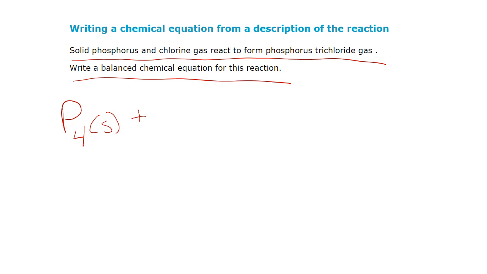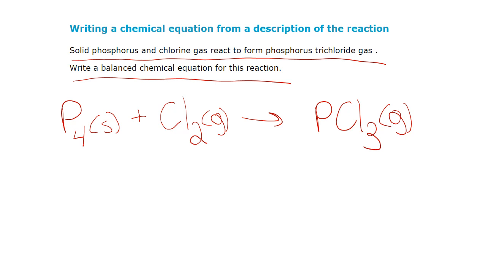Because it's not something I've mentioned before. Chlorine gas, though, is a diatomic. So if you don't know what the diatomics are, make sure you look them up. And those react to form phosphorus trichloride gas. So read this again here: solid phosphorus, P4, chlorine gas, diatomic, phosphorus trichloride gas. We have the states of matter, and we just follow what the reaction says. So in a sense, we are rewriting the sentence in the language of chemistry.